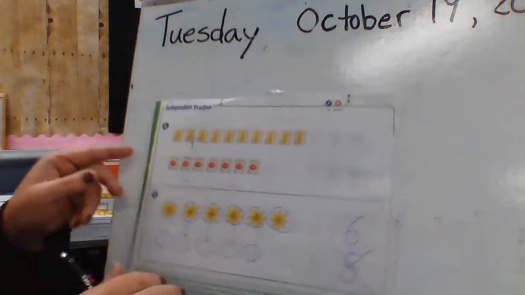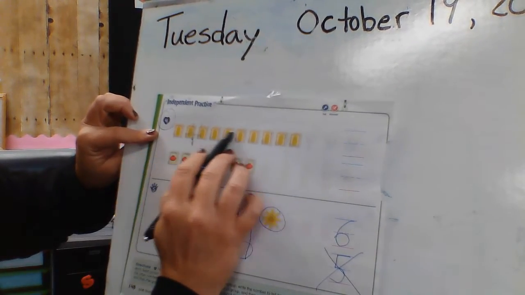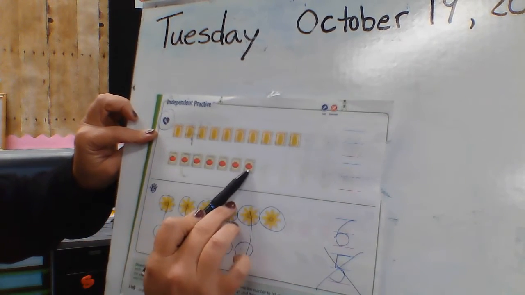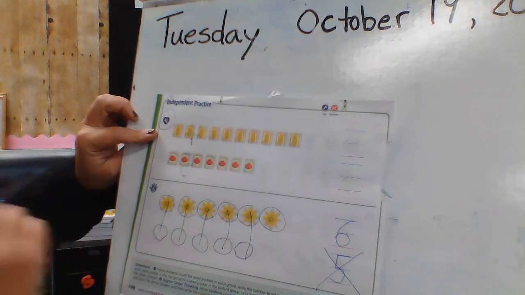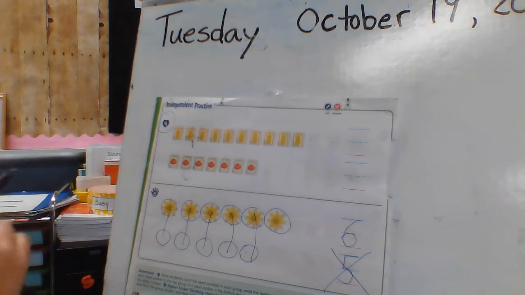And then on the back, you're going to do number 4, which is the heart. You're going to count the corn seeds, write the number. Count the tomato seeds, write the number. Then you're going to put an X on the number that is less, fewer.